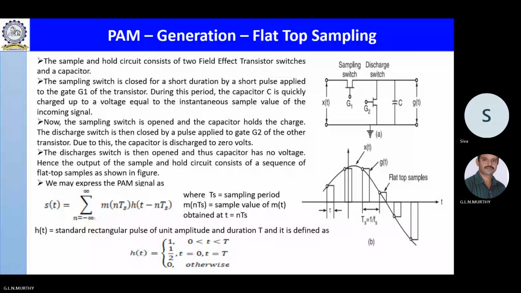Let's go back to our diagram now. We see the diagram and proceed further. G1 on, G2 off means this switch is open and this switch is closed. Output follows. G1 off, G2 off: whatever voltage this capacitor is charged to, it is maintained.